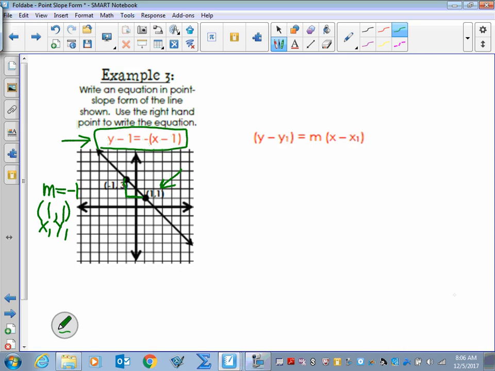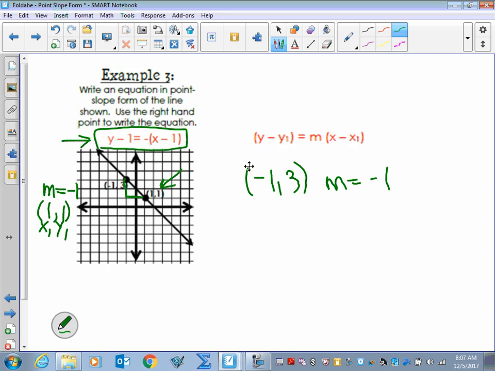All right, so let's use the other point, because when you're doing your homework, you are allowed to use whichever point you want. They're not going to designate to you which one to use. So we're going to do the other point, which is (-1, 3). So here's my other point. Slope is still negative 1. Okay, slope is still negative 1.